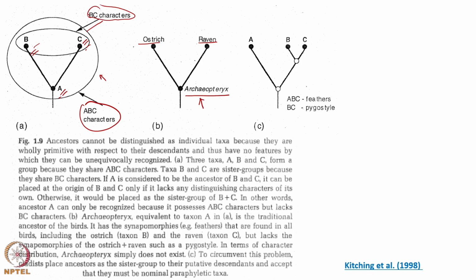When we say the BC character, there can be an example of the pygostyle for the birds, that means birds with bones in the tail end, and ABC, this one can be existence of the feathers. Now, for the fossils, not all the time whether feathers were present or absent can be cross checked.